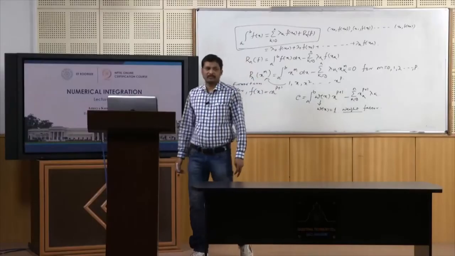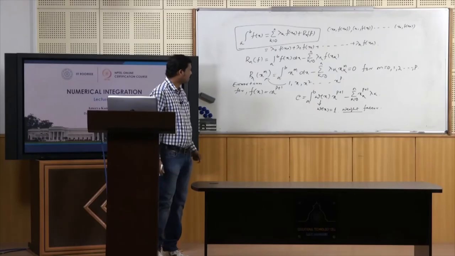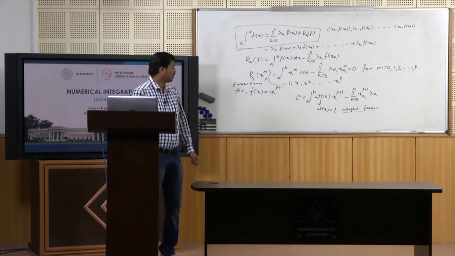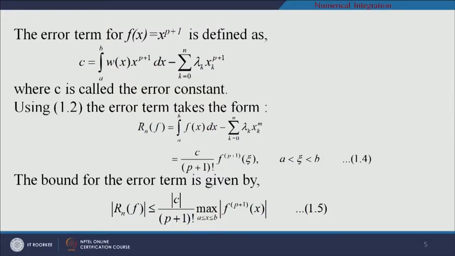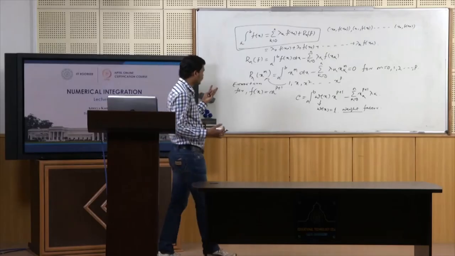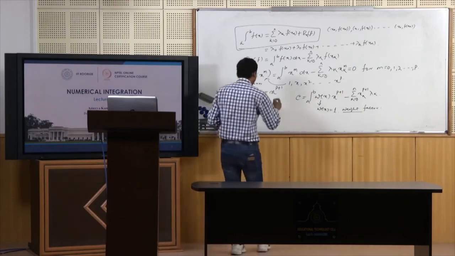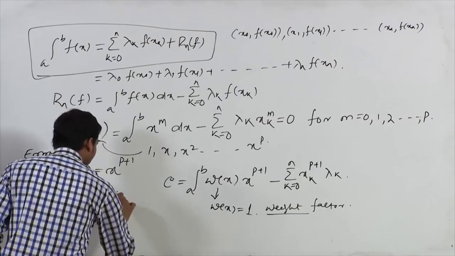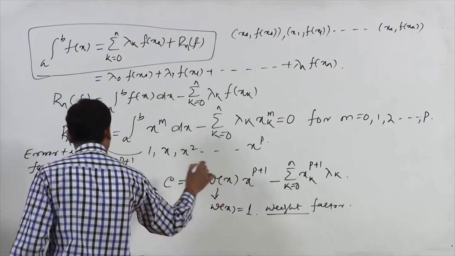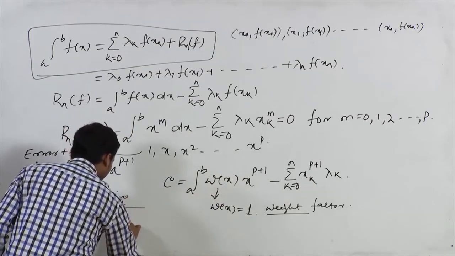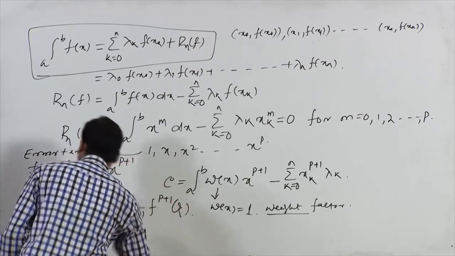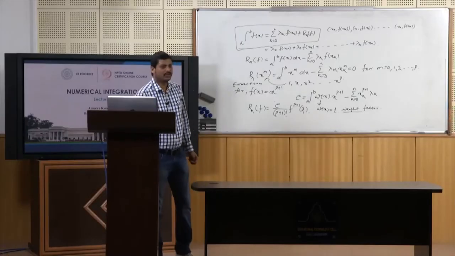So that is why this formula can also be written directly as integration a to b of x to the power p plus 1 minus summation k equals 0 to n of x k to the power p plus 1 lambda k here. And if we calculate this total error term using this integration formula directly, we can write it as Rn of f, which, since we have already calculated the difference, can be written as c by p plus 1 factorial times f to the power p plus 1 of zeta here, where zeta lies between a and b here.